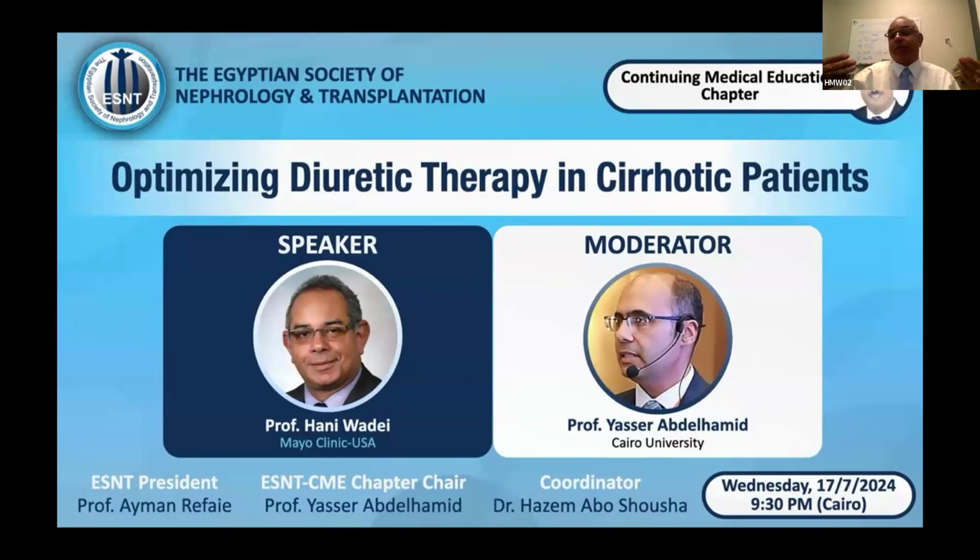Some of them will need it once a month. Some of them will need it once every 2 weeks. One of them will need it every week. And people sometimes need it every 2 weeks. So the frequency of paracentesis is dependent on how fast the patient accumulates the ascitic fluid.